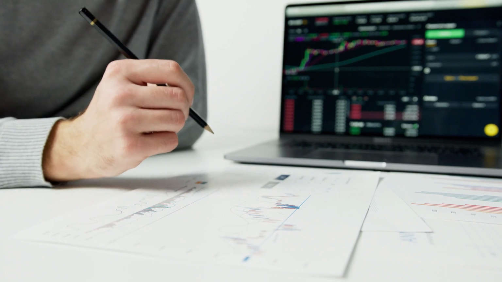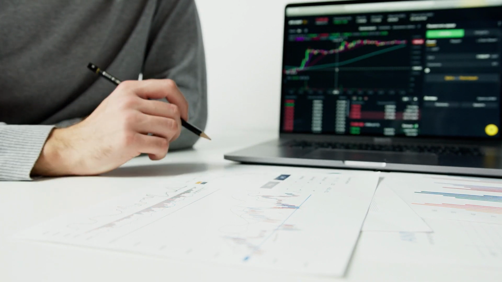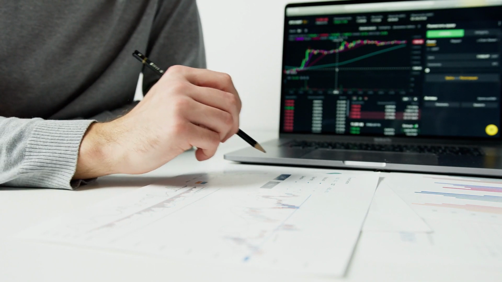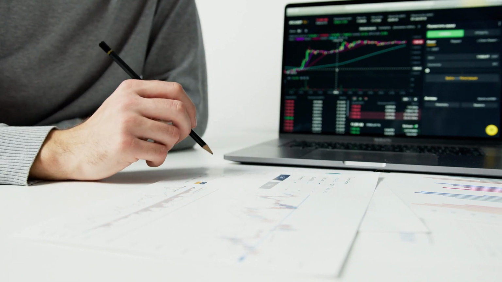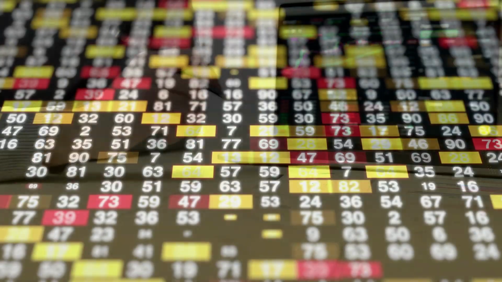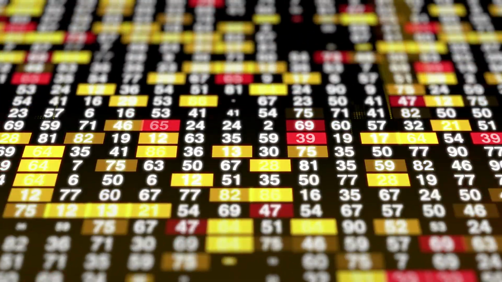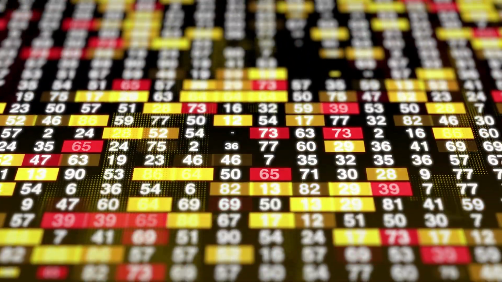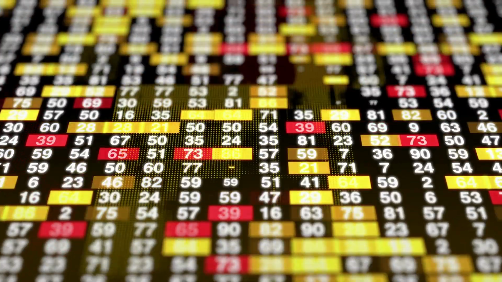Number three is the industry outlook. Research the industry the company operates in and the market outlook, and understand potential changes that could affect the company's position. Number four is the valuations. Assess the company's valuation and determine if it is reasonably priced.